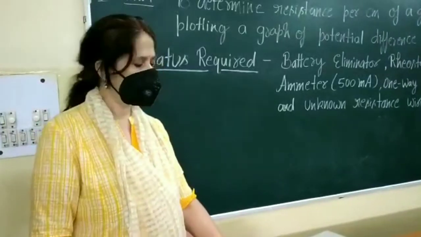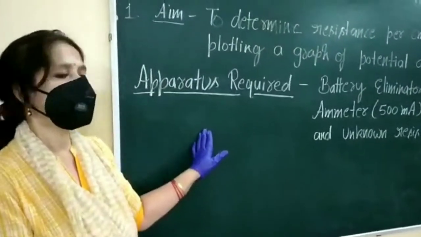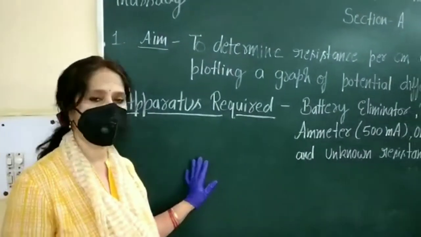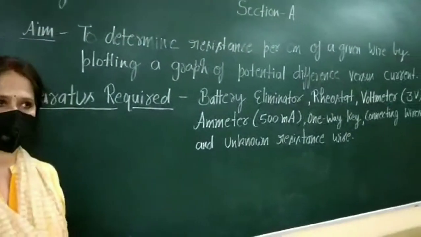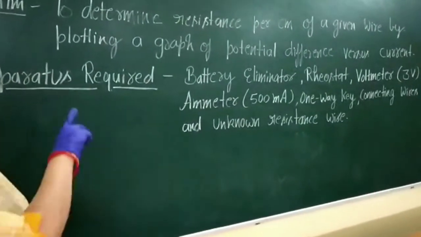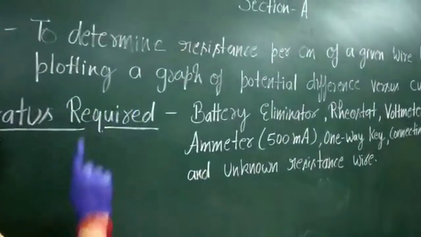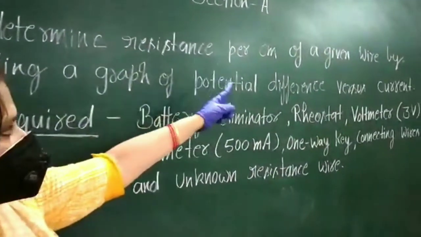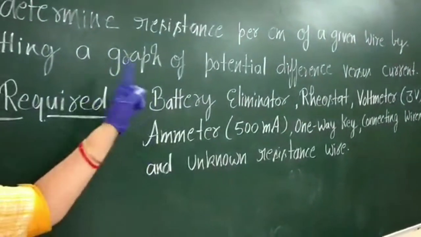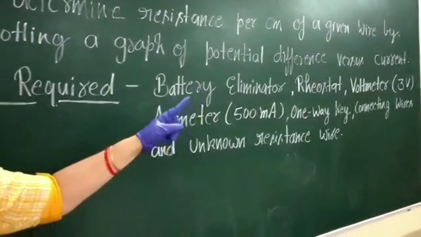Good day children. Today we are going to perform verification of Ohm's law, where we have to find out the relationship between voltage and current. First of all, I will explain the aim of the experiment: to determine resistance per centimeter of a given wire by plotting a graph of potential difference versus current.